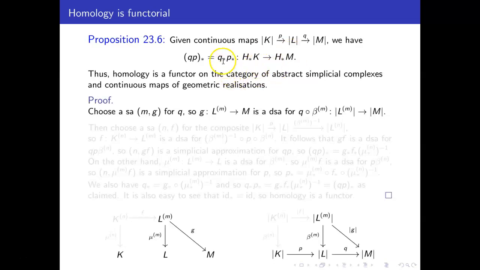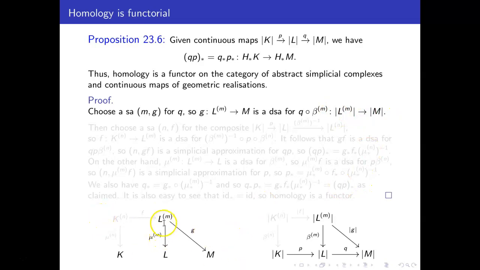Okay, so this claim here involves Q lower star, which is a map from the homology of L to the homology of M. Now, let's remember how that's defined. What we're supposed to do is choose a simplicial approximation for Q, say M comma G. So G is an abstract simplicial map from L bracket M to M, and it's a direct simplicial approximation for the composite Q composed with beta bracket M. Beta bracket M is our homeomorphism from mod L bracket M to mod M.